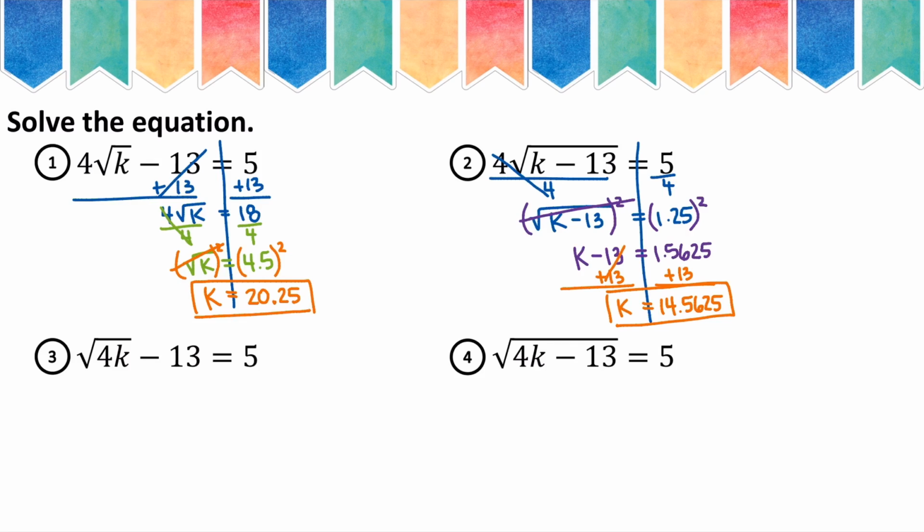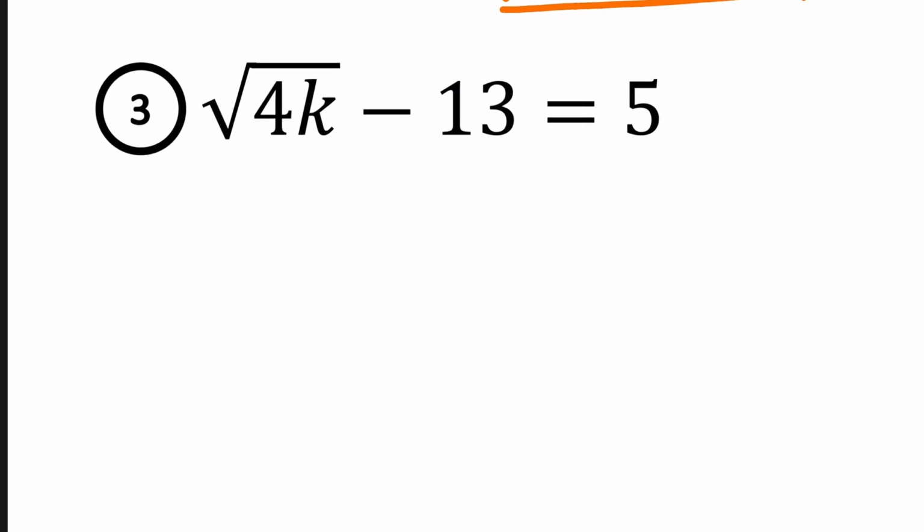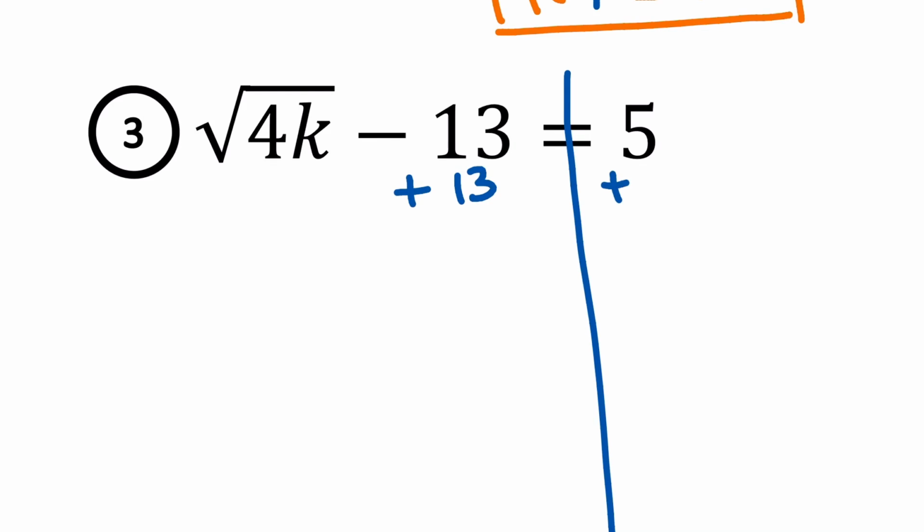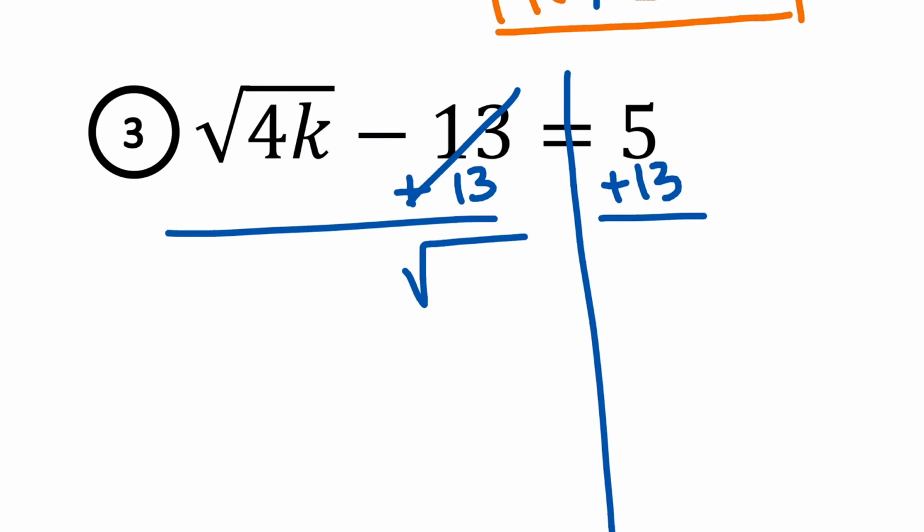Now let's look at question number 3, which again will be different. In question number 3, when I look at the square root, I notice that the only thing outside of the square root is the minus 13. So that must come first. So the opposite of minus 13 is plus 13. The 13s will cancel. The square root of 4k comes down, and 5 plus 13 is 18.